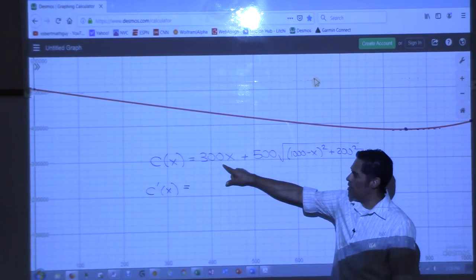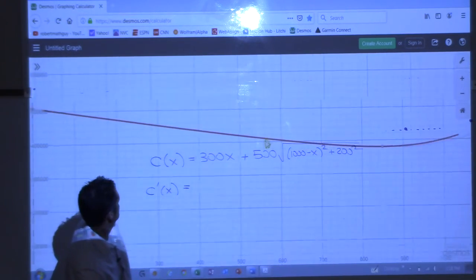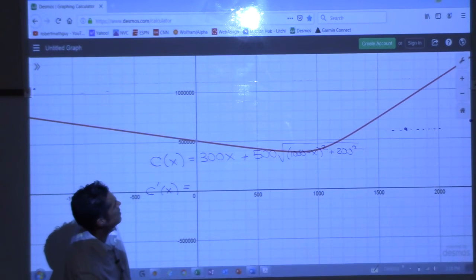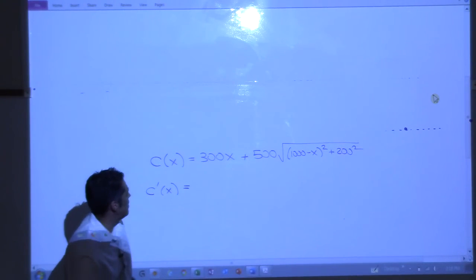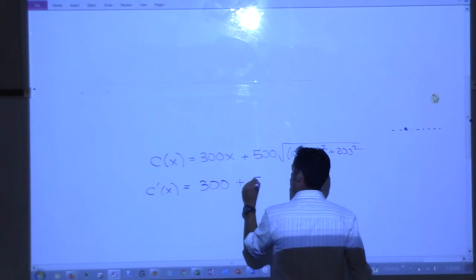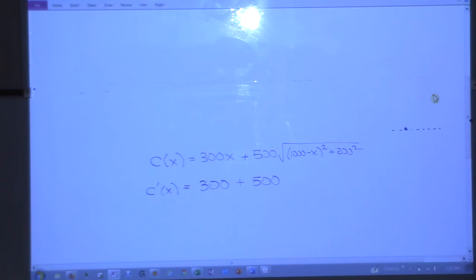What's the derivative of 300x? Just 300. So the derivative of that is just 300, that's the easy part, plus 500 is a constant, it will come for the ride. What's the derivative of the square root of something?